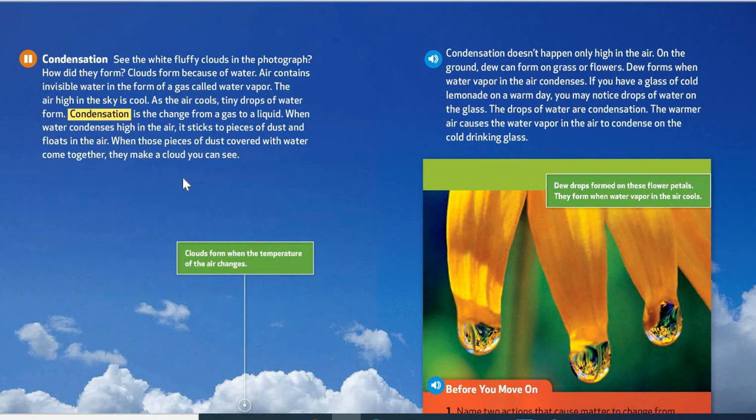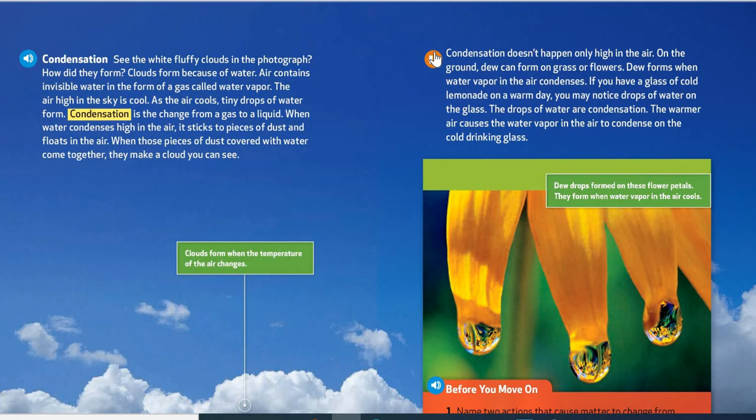When water condenses high in the air, it sticks to pieces of dust and floats in the air. When those pieces of dust covered with water come together, they make a cloud you can see. Okay, so now we are going from a water vapor, and when it cools, it's going back to a liquid. That's called condensation.